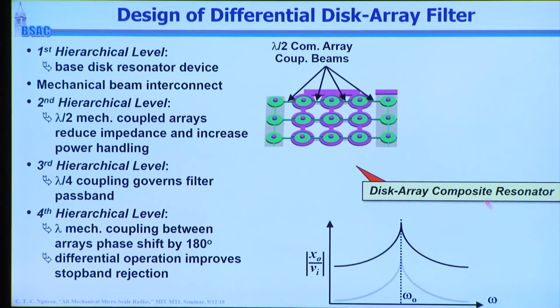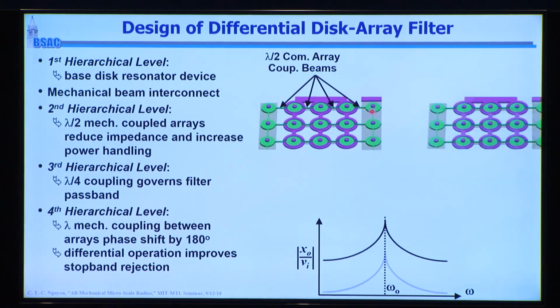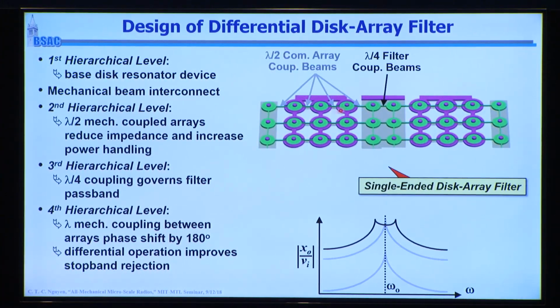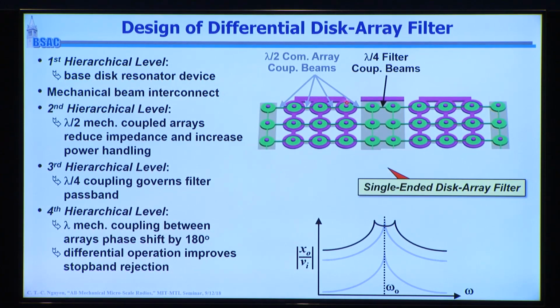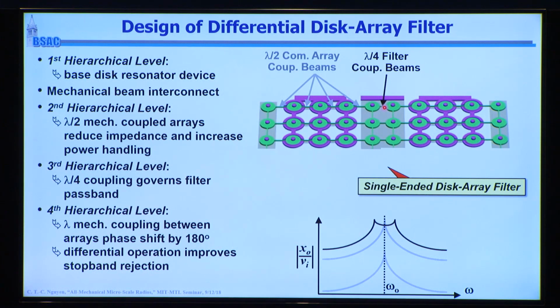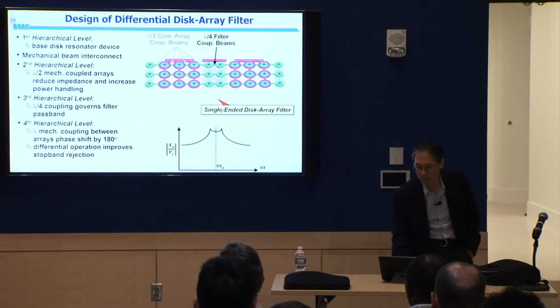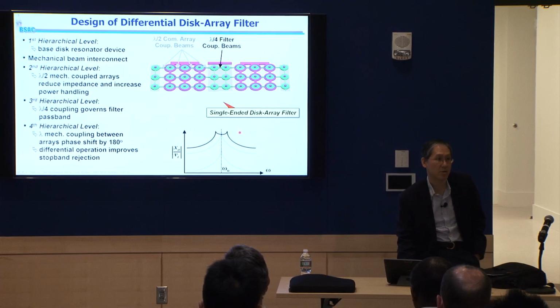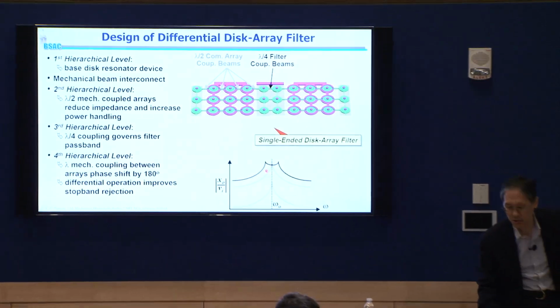Okay, now to make that filter, we're going to do the same thing that we showed before, which is take another one of these resonators. So take now another one of this, I would call this the second level of hierarchy, which is this array. Couple that with another array using lambda over 4 beams. And so the lambda over 4 beams basically equates the energy on both sides of this. And it actually splits your frequencies to create that filter response. Okay? And so you end up with this filter response, but there's still a problem with this.